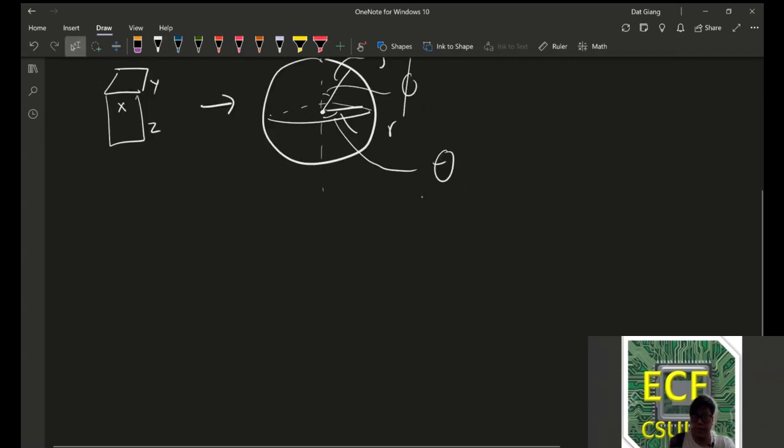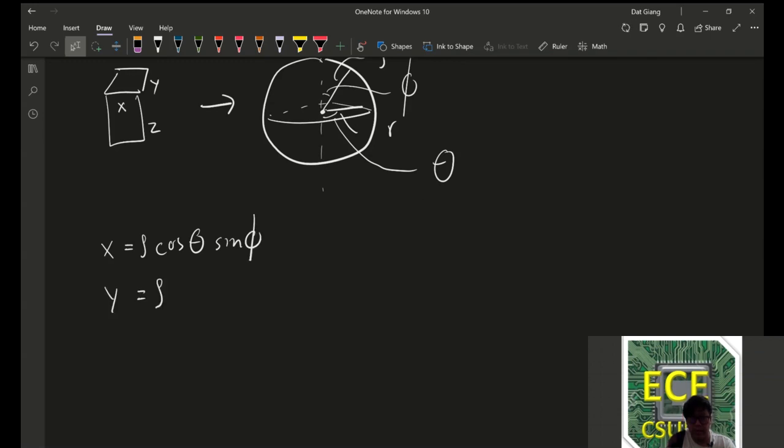So the relation is given by x is equal to rho cosine of theta sine of phi. Y is equal to rho sine of theta sine of phi. And z is equal to rho cosine of phi.